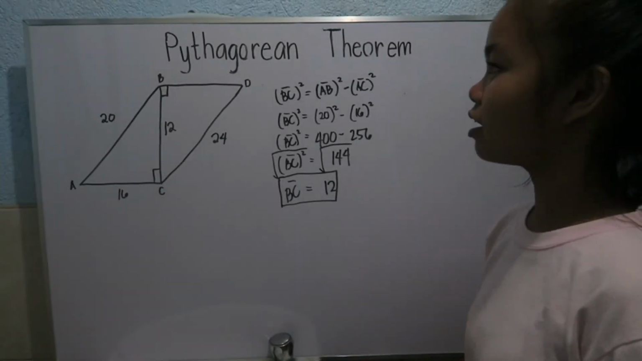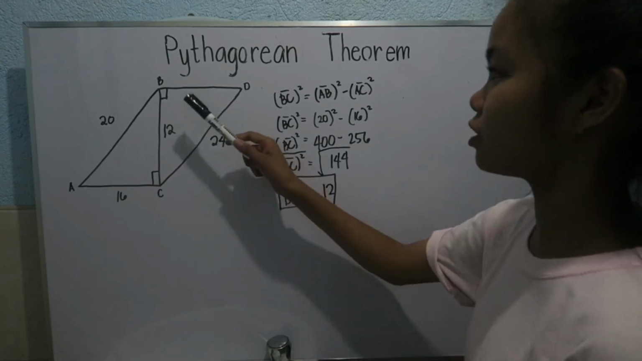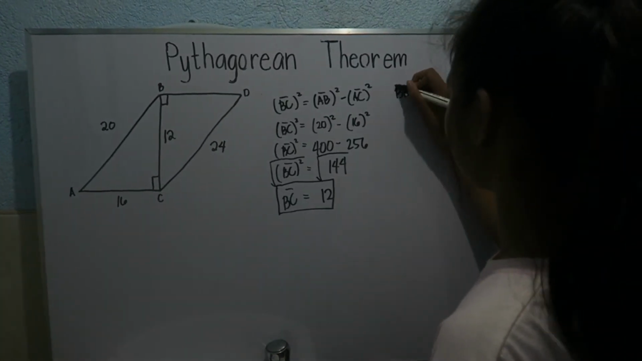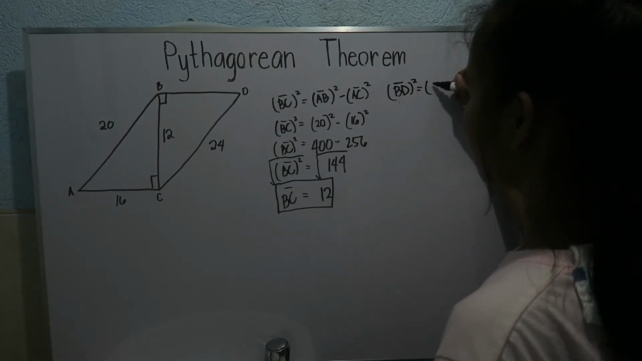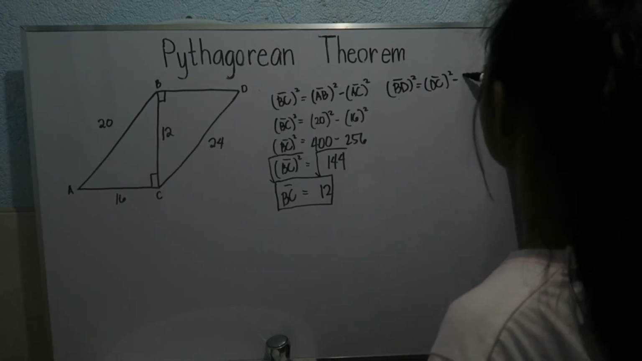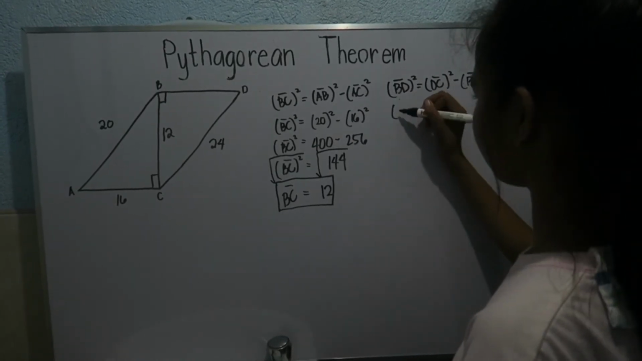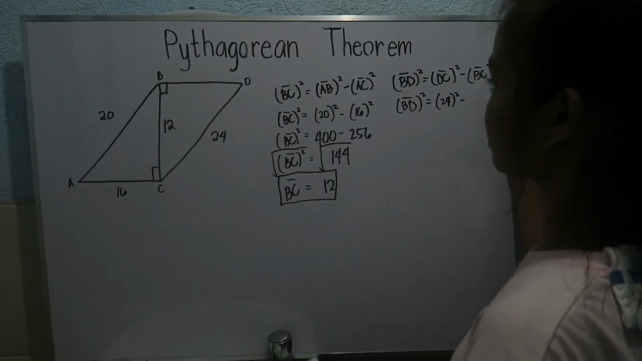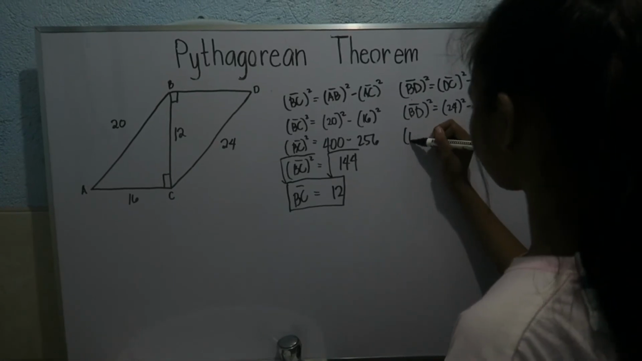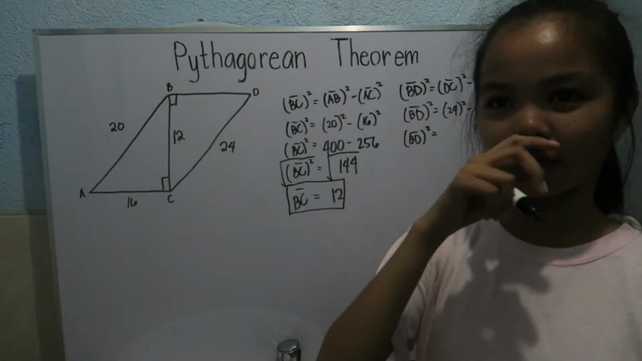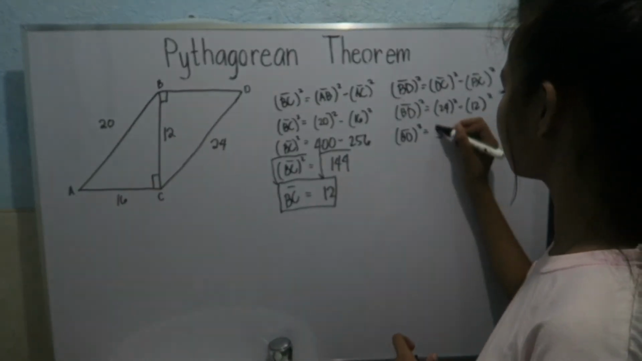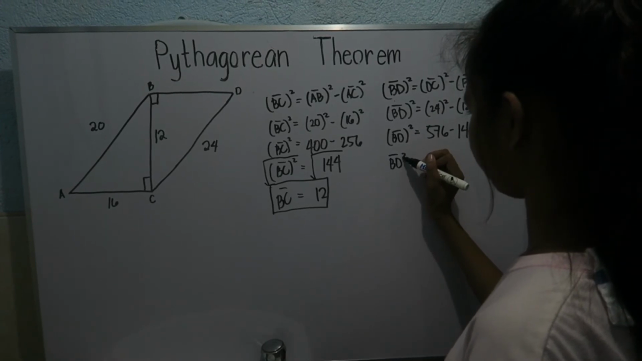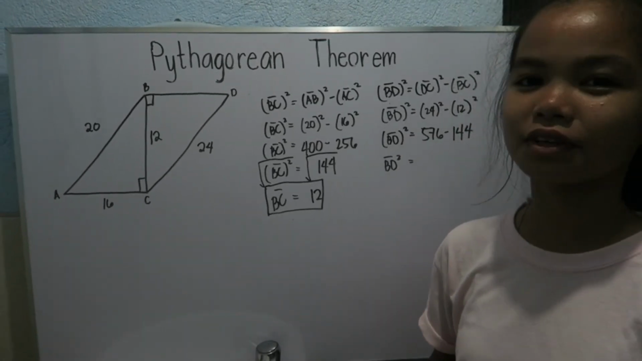Since we got the value of BC, therefore, we will proceed to the next step, which is finding the value of line segment BD. And for you to do that, we will use the formula line segment BD squared is equal to line segment DC squared minus line segment BC squared. DC is 24, so 24 squared. BC is 12 squared. 24 times 24 is equal to 576. And 12 times 12 is 144. 576 minus 144 is 432.